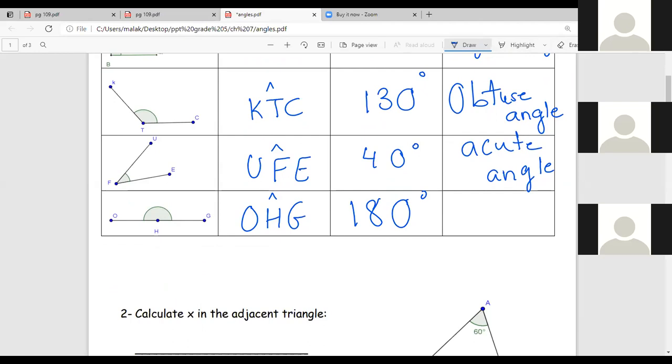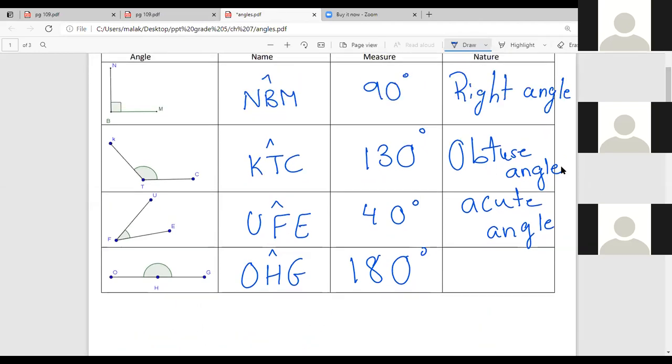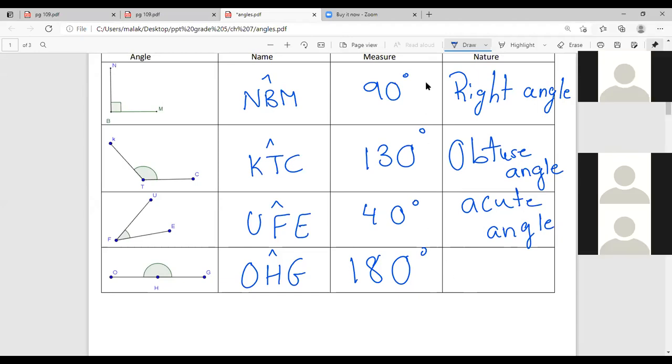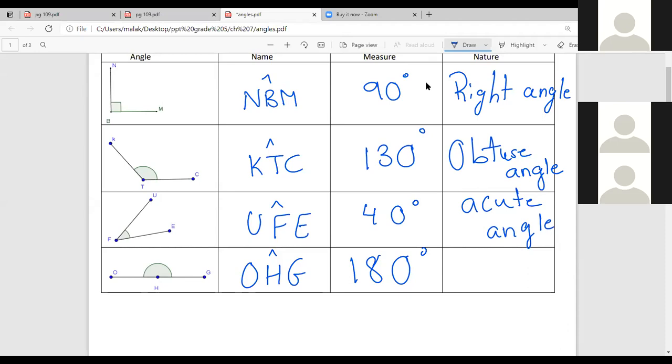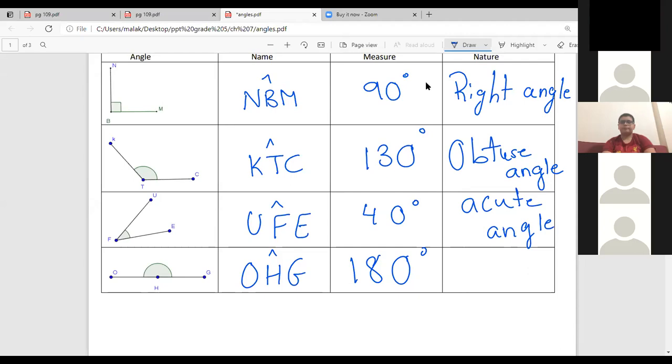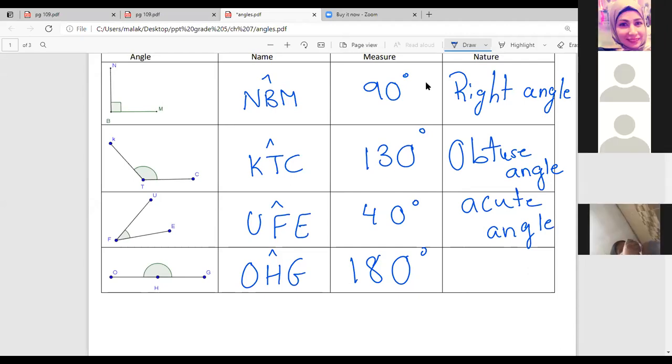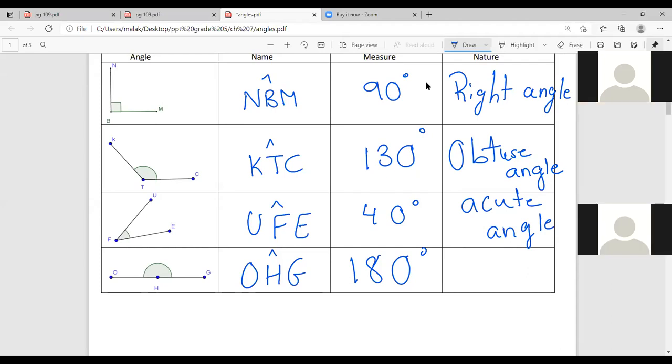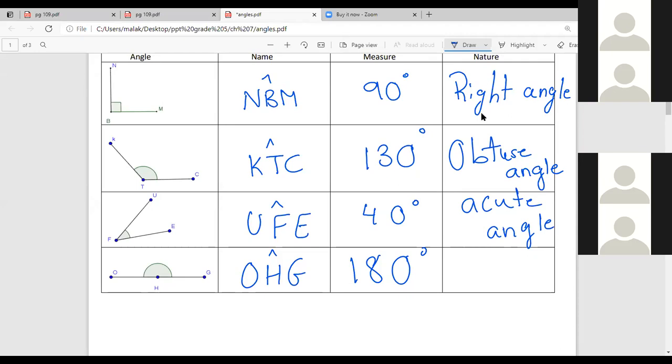Yes, come on Ren. What is the nature of this angle that measures 180 degrees? Majid, what is the nature of this angle? Straight angle. Bravo. It looks like a straight line, so it's a straight angle.